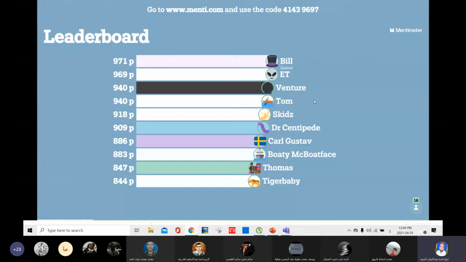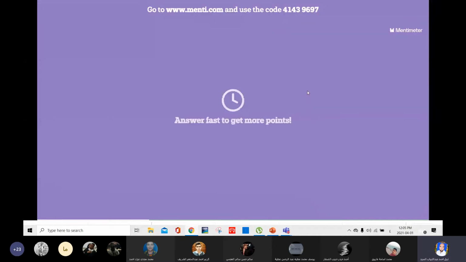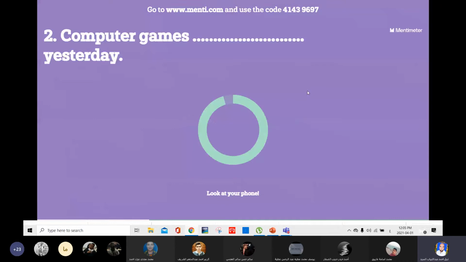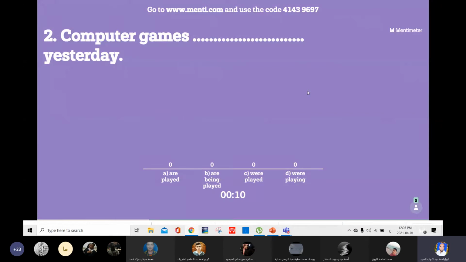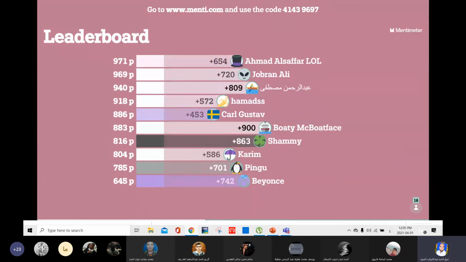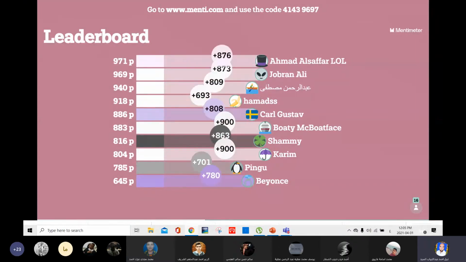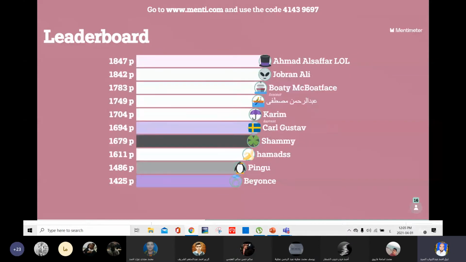Answer fast to get more points. Computer games yesterday. The right answer is were played. Computer games were played. Let's see the winner of the second race. Ahmed Safar, good. Jubran, Ali, Abdurrahman Mustafa, Hamad, Karel, Shami, Hamad, good. So Ahmed Safar is number one until now. Okay, good, Ahmed. Let's move to the next question here.